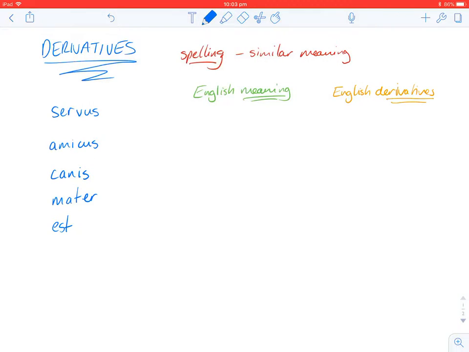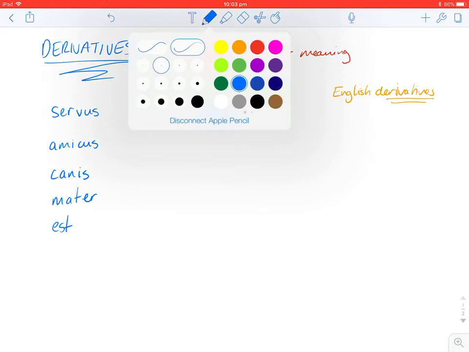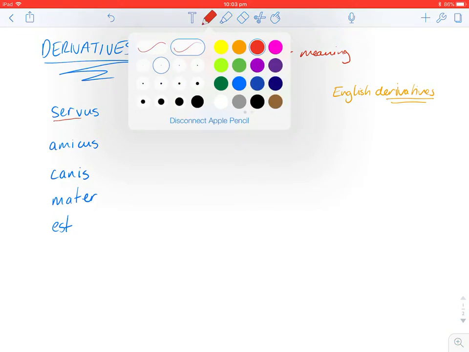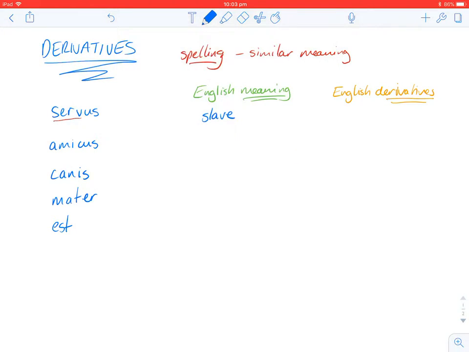The word servus in Latin we know means slave. So that's the meaning of the word, and that's the way we'll translate it if we have that word in a sentence. However, let's look at the spelling of servus. We've got the letters S-E-R-V. So we can see that an English derivative of the Latin word servus would be something like serve or servant, because they have those same letters, S-E-R-V.